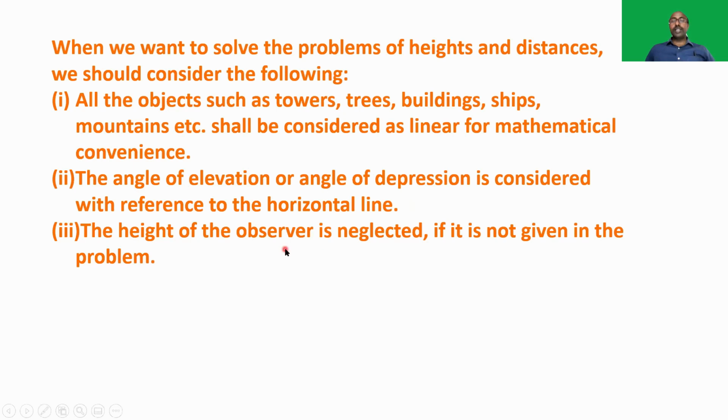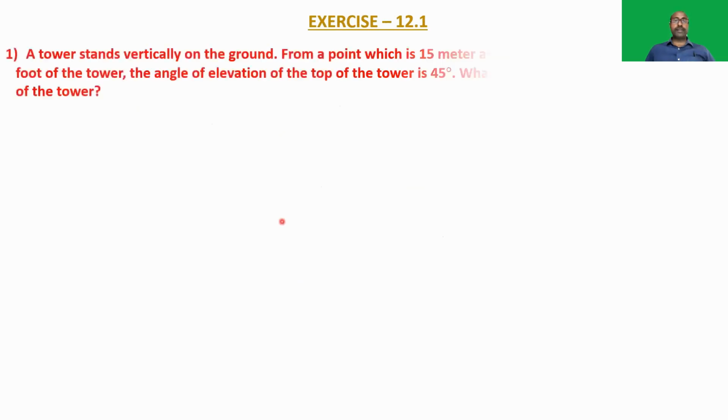Okay. So these are the important points that we must remember before solving the problems of applications of trigonometry. So let us start exercise 12.1. First problem. A tower stands vertically on the ground. From a point which is 15 meters away from the foot of the tower, the angle of elevation of the top of the tower is 45 degrees. What is the height of the tower? This is the question.